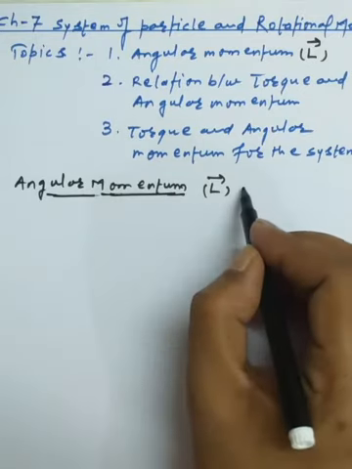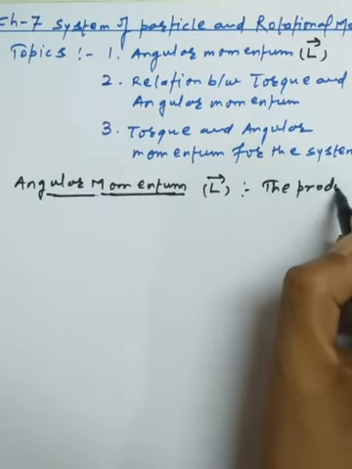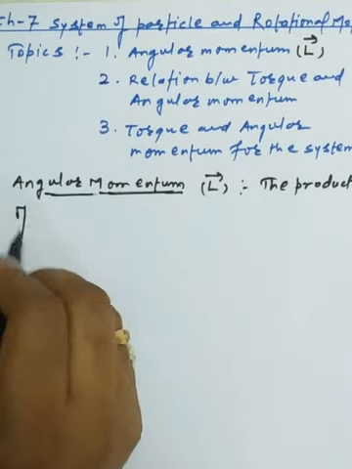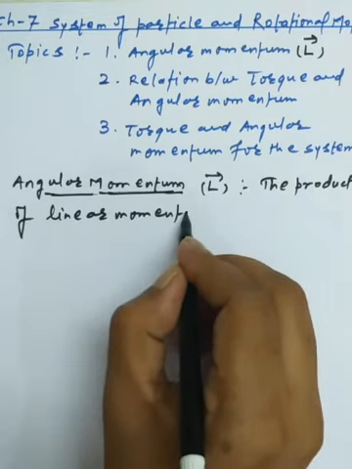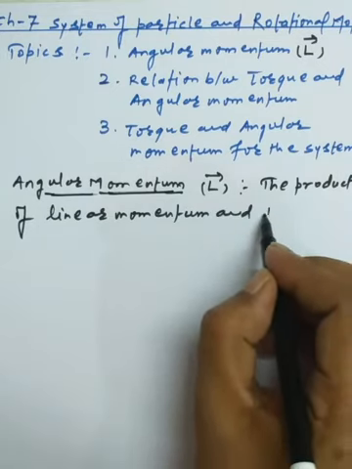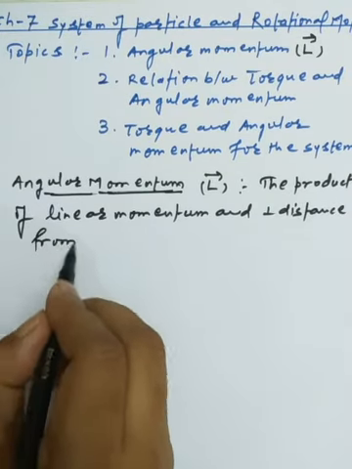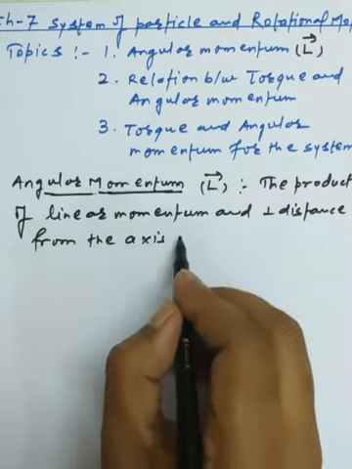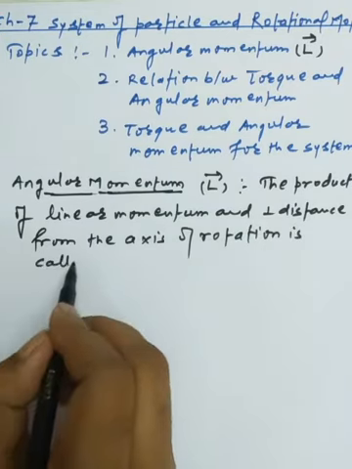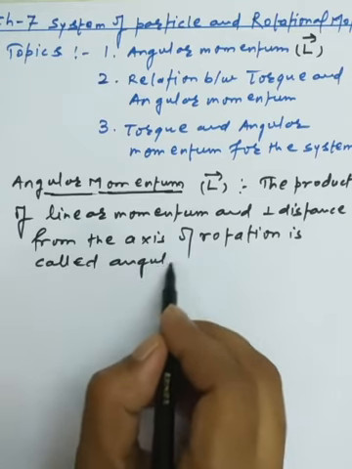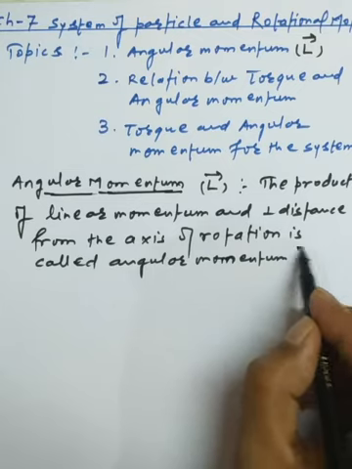So the next quantity we have is L, and in the simplest way we can define it: the product of linear momentum and perpendicular distance from the axis of rotation is called angular momentum, that is called L.